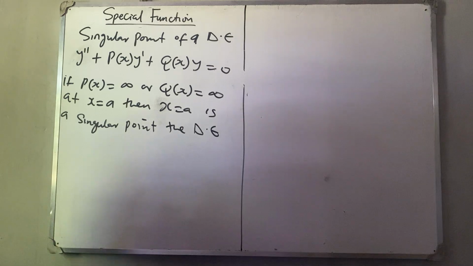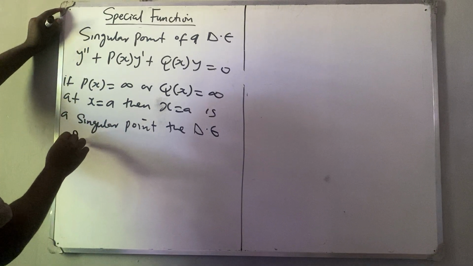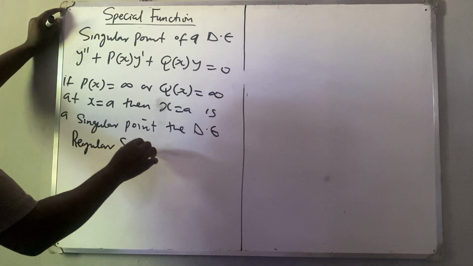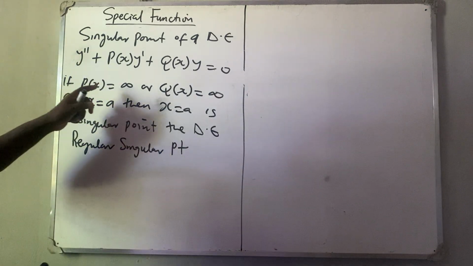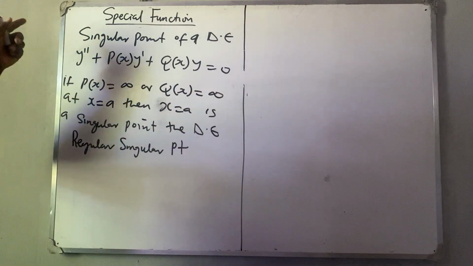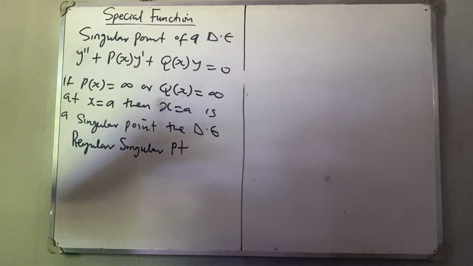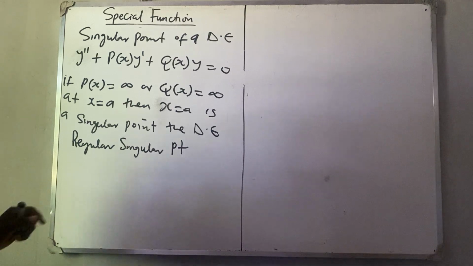Now, singular points are of two types. We have the regular singular point and the irregular singular point. Don't forget that if they are not equal to infinity, it becomes an ordinary point. Sorry, I don't know if I said regular that time or ordinary. It's supposed to be ordinary point. Go and watch the first video. This one is the second video.